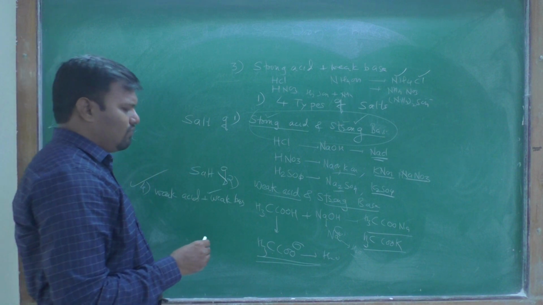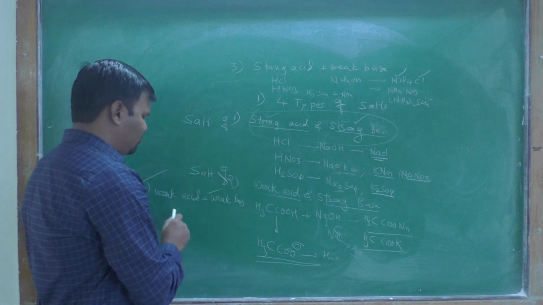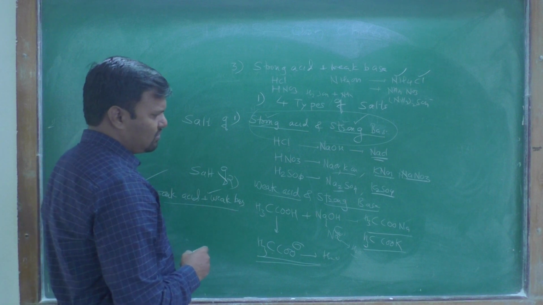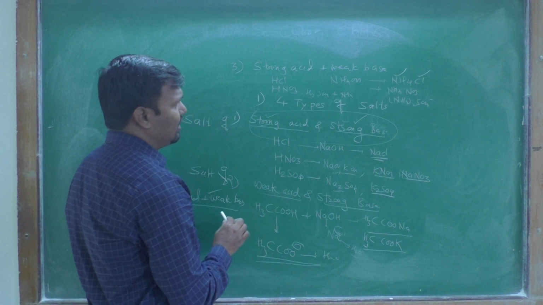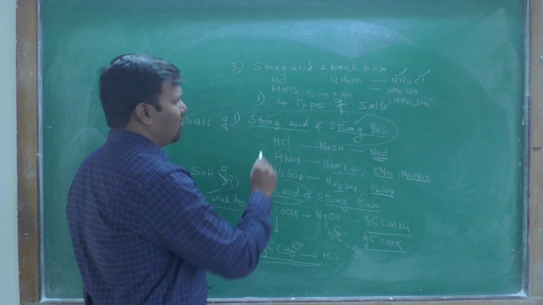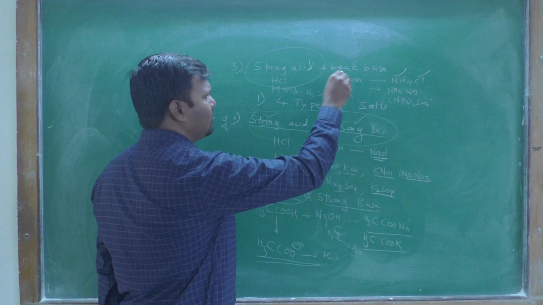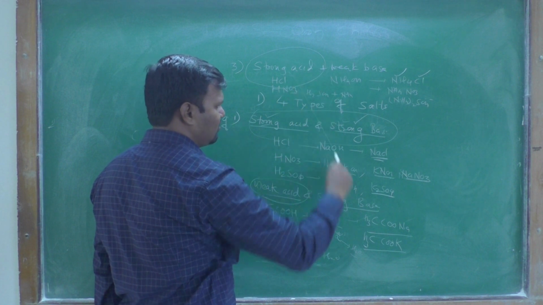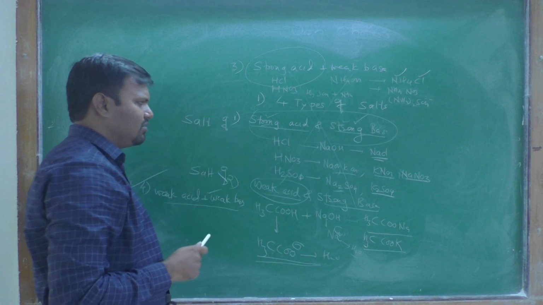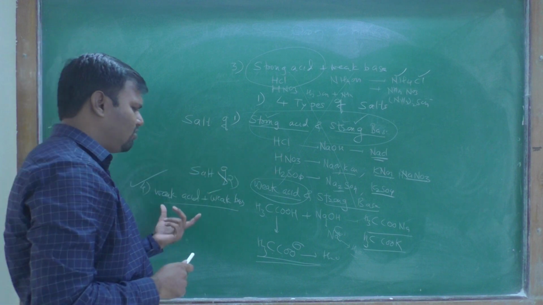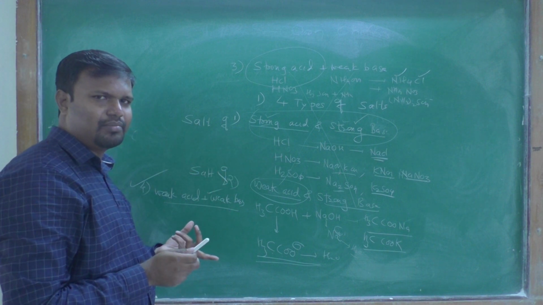Okay, the first case we study is strong acid with strong base, and the last is weak acid with weak base. In between these, we have studied the weak acid and then the strong acid, and vice versa with the strong base and weak base. You can remember these things: first is strong acid, strong base, last is weak acid. Okay, easily you can remember.